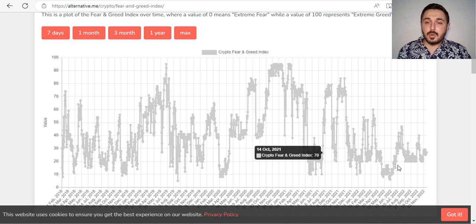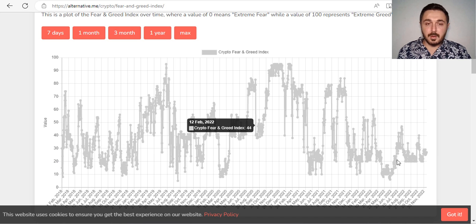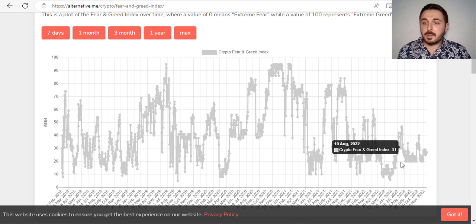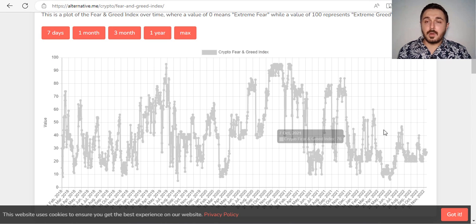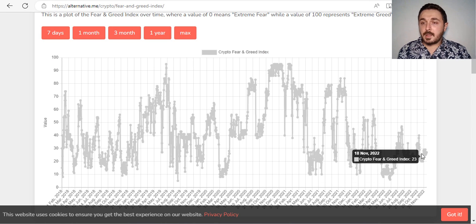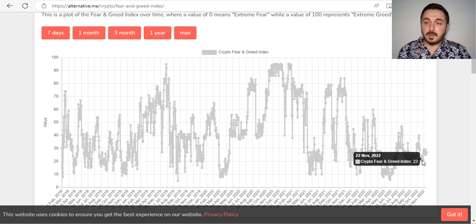Also looking at this 20 level, which is the major level in the crypto fear and greed index. What you don't want to watch is a fall down in the RSI, like we discussed below, and also the crypto fear and greed index breaking down to the downside, breaking below the 20 level. You can see over here the 20 level. If this happens, you already know 13.7 is next.